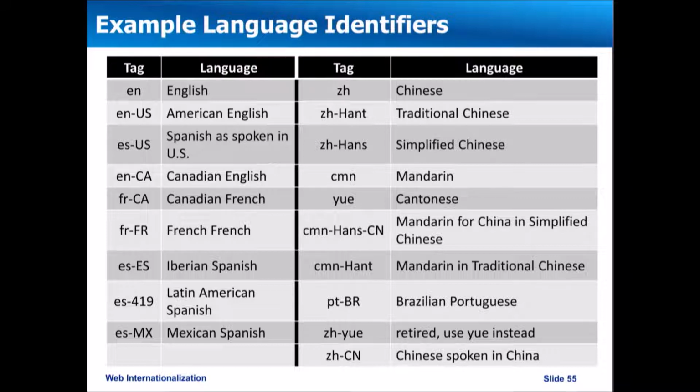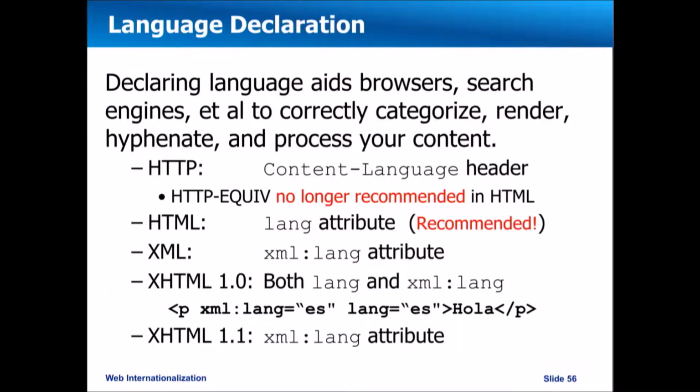And you can also distinguish Mandarin versus Cantonese and so forth. You see the CMN and YUE. And so you can look at these and get some ideas. And it's a good idea to declare the language. It really helps your browsers and search engines, etc., figure out how to properly render your document.